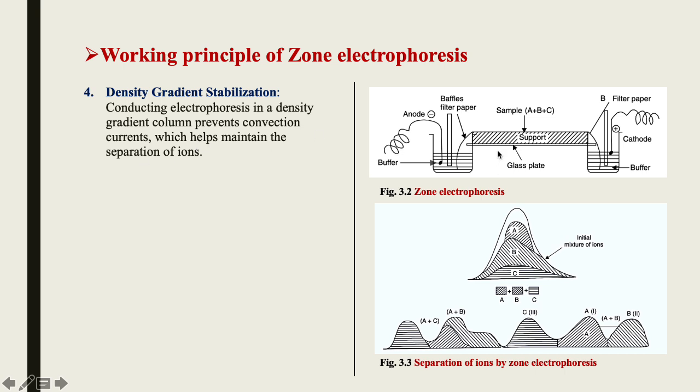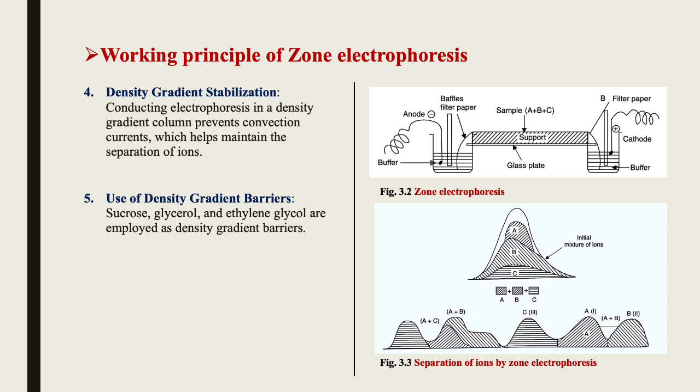In the previous slide we have seen the ions are separated due to the electric field, but due to convection currents they are able to mix. But if you conduct electrophoresis with a density gradient in the column, you can prevent this convection current mixing of the sample. You can prevent the mixture of ions by using the density gradient column. So this is the type of column. If you use this material, you can well resolve the separation of ions, or it will help to maintain the separation of ions.